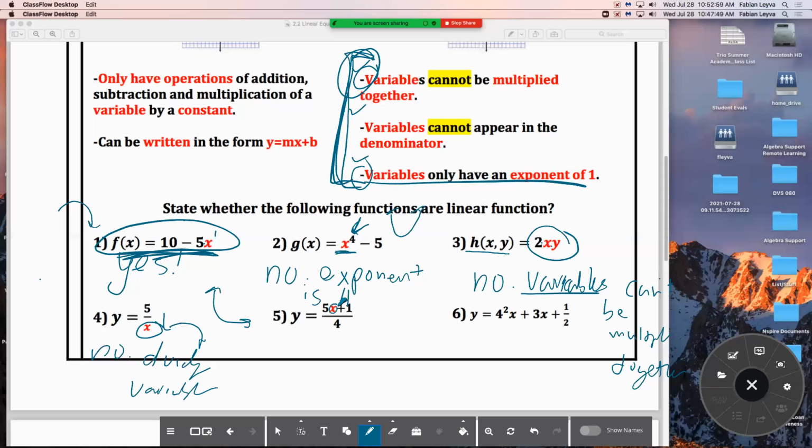This one's a little bit tricky. Notice that you have a variable. Is it getting multiplied by another variable? The answer is no. Does it appear in the denominator? No. Can variables have an exponent? Variables can only have an exponent of 1. It has 1, so that means that yes, this is a linear function.